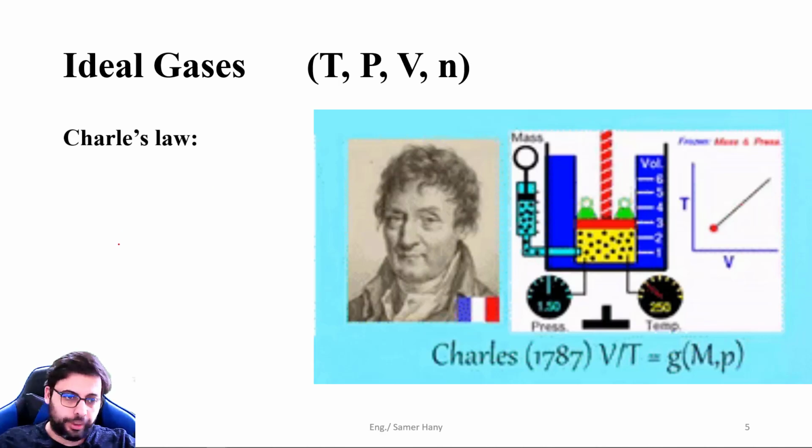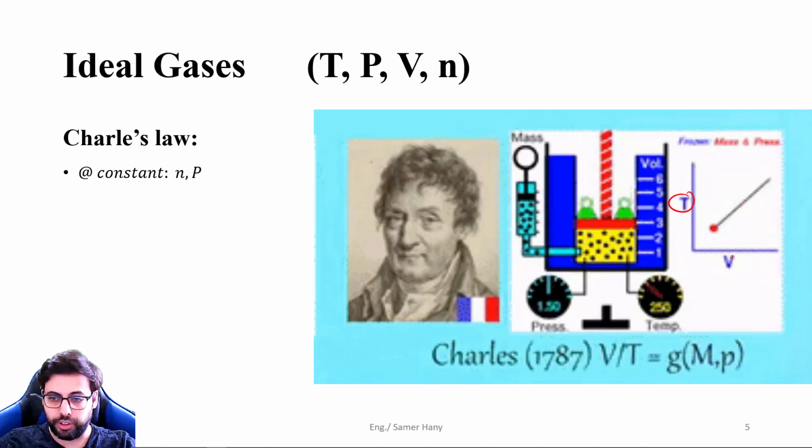Going forward, Charles was the second scientist to formulate a relation, and he studied the relation between the temperature and the volume at constant amount and pressure. Okay, and he found that the more we increase the temperature in here, let's say we have a flame in here, the more we increase the temperature, the more the volume of the cylinder gas here becomes.